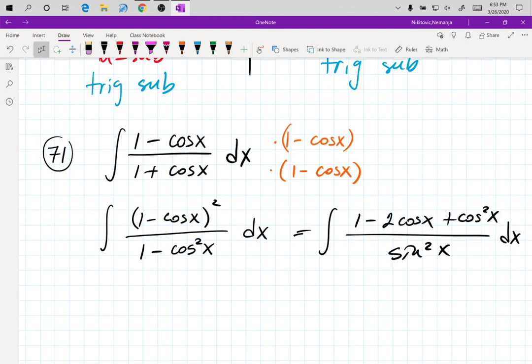So now we have 3 integrals. You have 1 over sine squared. Well, that's a cosecant squared. That's a basic integral. Then you have 2 cosine x over sine squared x. That's going to be a cotangent cosecant integral, which is also basic. And you have cosine squared over sine squared, which would be cotangent squared. That one you would have to work a little bit, probably by parts or something. And cool.